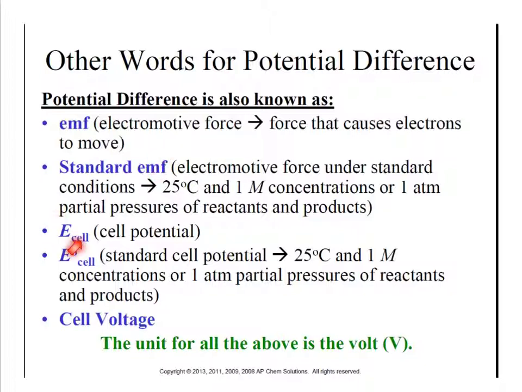E of the cell is the cell potential. E with that little zero again means standard, and then cell voltage. All of these generally mean the same thing, which is a volt. So a couple different things are used in different places or under different conditions, but all of them have the same units of voltage, and we'll talk about all of these later on in this unit.